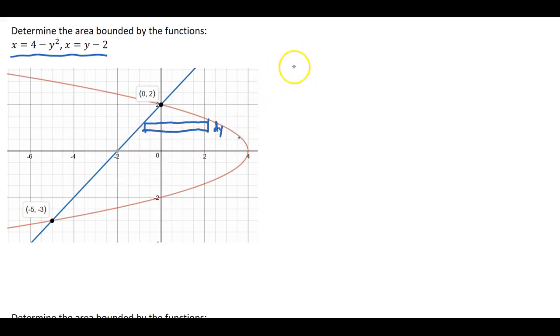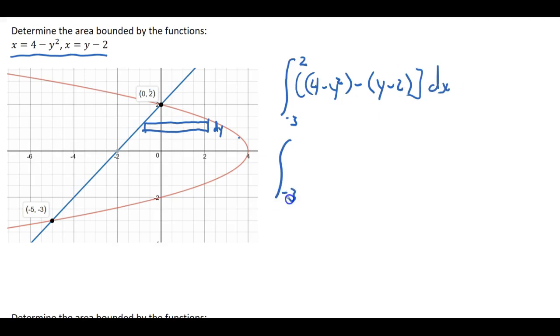So we're going to integrate from our lowest y coordinate to our highest y coordinate, and I'm going to do the rightmost function minus the leftmost function. That's going to be the integral of 4 minus y squared minus y minus 2 dy. When we simplify that integral, we get 4 minus negative 2, which is 6, minus y squared, minus y. Well, that should be a dy, shouldn't it? dy.